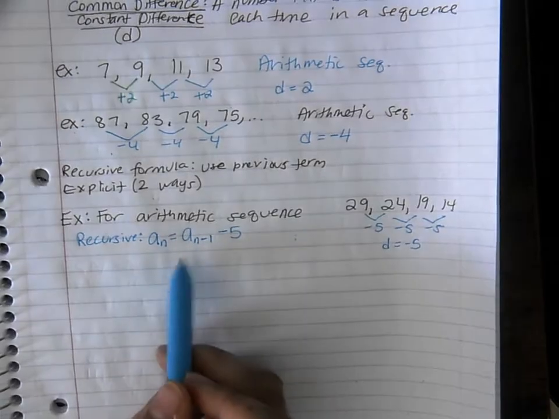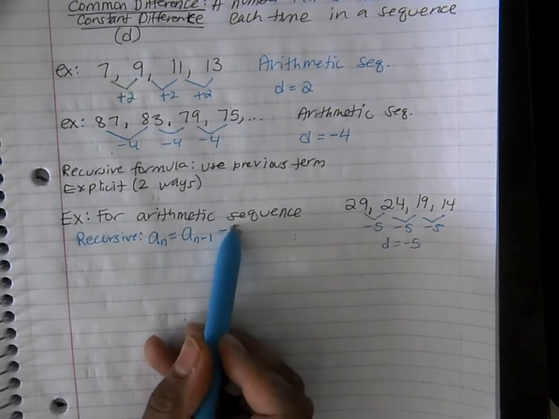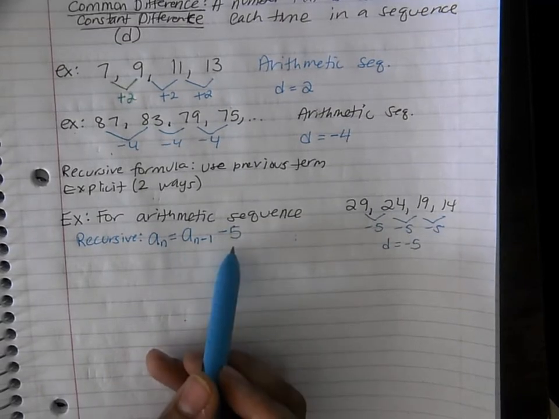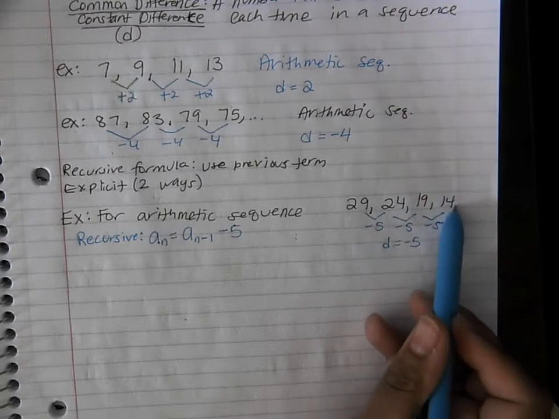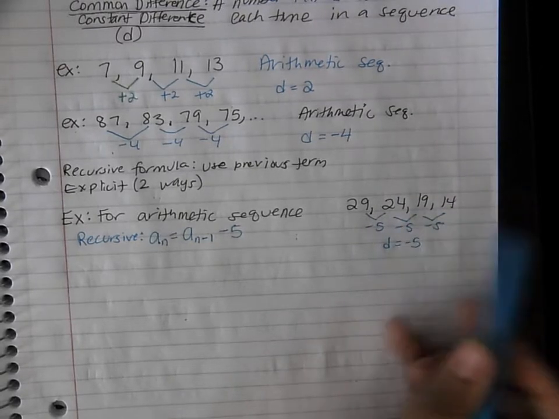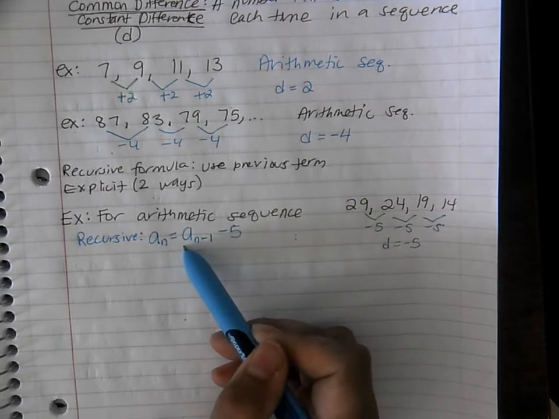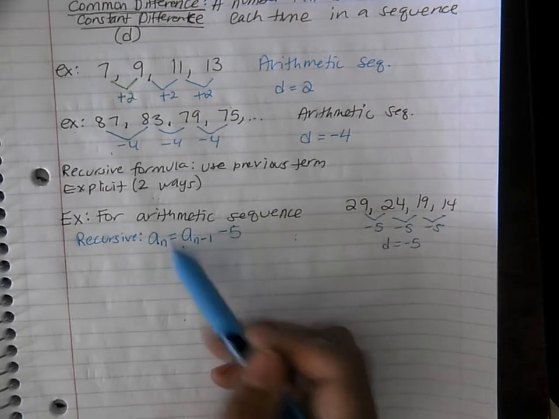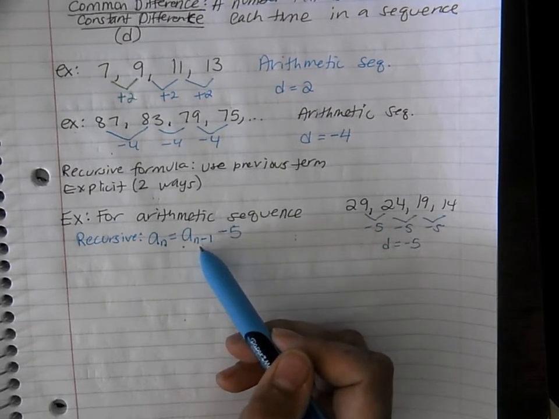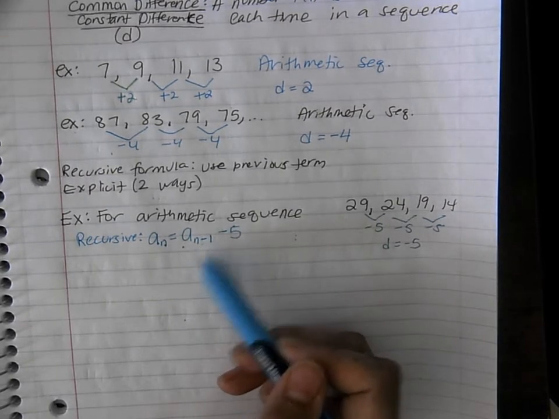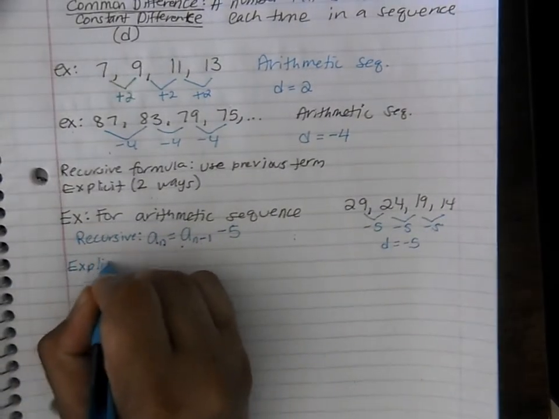So for recursive, it's as simple as saying the previous term plus or minus whatever number. But this is not always used, because you would only find the next few terms. You wouldn't go on to find the 100th term, because we'd need to know the 99th term, the one before it. If I was looking for a sub 100, I would need to know a sub 99, and I don't know that, so that's why this isn't always used. Explicit, though, is definitely much more handy.